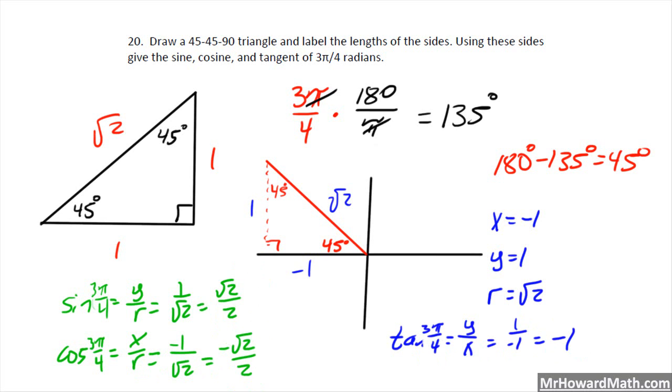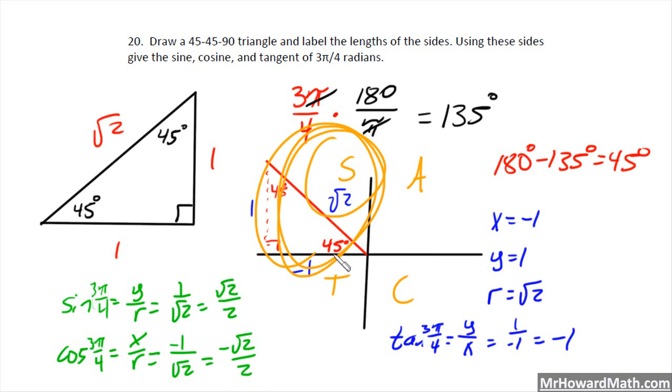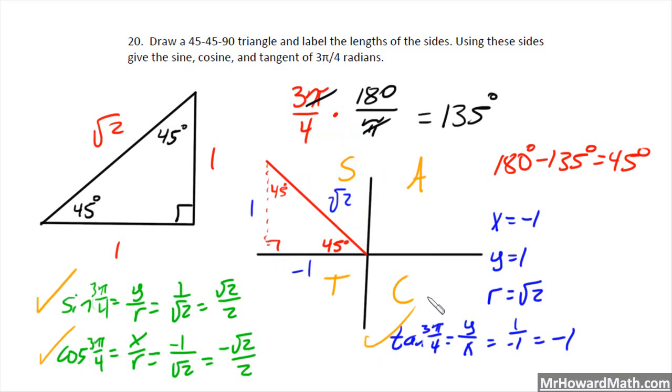Let's check using our acronym. So we'll use orange here, ASTC. So we're here in the second quadrant where only sine and its reciprocal cosecant should be positive. And that's what we have. That one's positive. Everyone else should be negative there. Cosine is negative, tan negative. So our signs are correct. So that's just another check that you can always do.